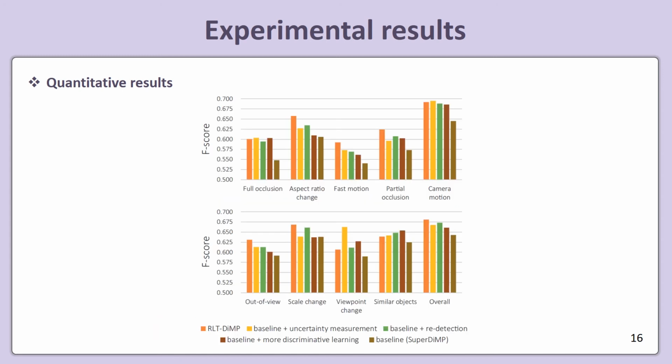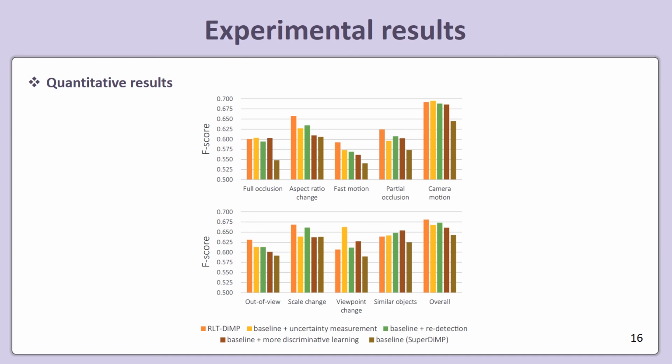On the LTB50 dataset, a total of 50 sequences are annotated with 9 visual attributes. RLT-DiMP and Super-DiMP indicate our final version and the baseline version, respectively. We compare performance by adding each proposed module to the baseline. When applying uncertainty reduction, robust random search, and background augmentation to the baseline, the F-scores are all improved. We note that our RLT-DiMP method outperforms the baseline tracker by 0.038 in F-score.